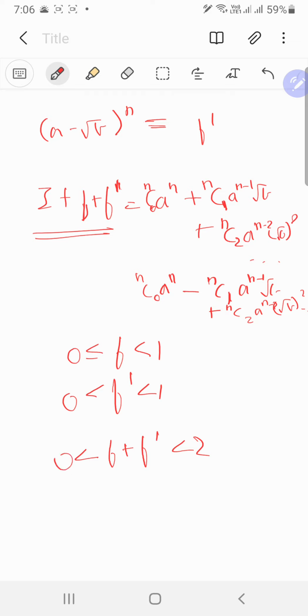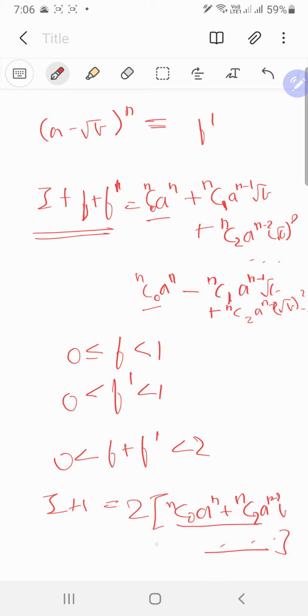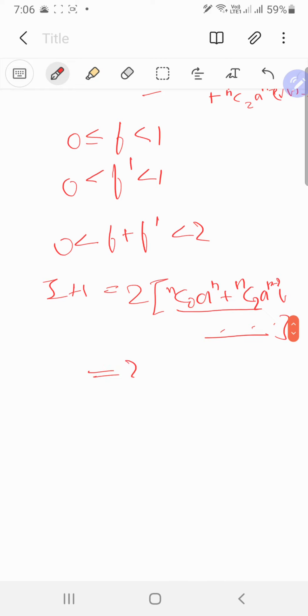So what integer is such that it's bigger than 0 and less than 2 at the same time? Yeah, it's 1. So that should mean I plus 1 is equal to some integer, but not just some integer. You see, this plus that is going to be 2 times whatever you got. There's nC0 a^n plus nC2 a^(n-2) b and so on. So whatever that integer stuff is, it's just 2 times that, which means it's 2 times m, where m is some integer, which means that I is 2m minus 1. Therefore, I should be odd.